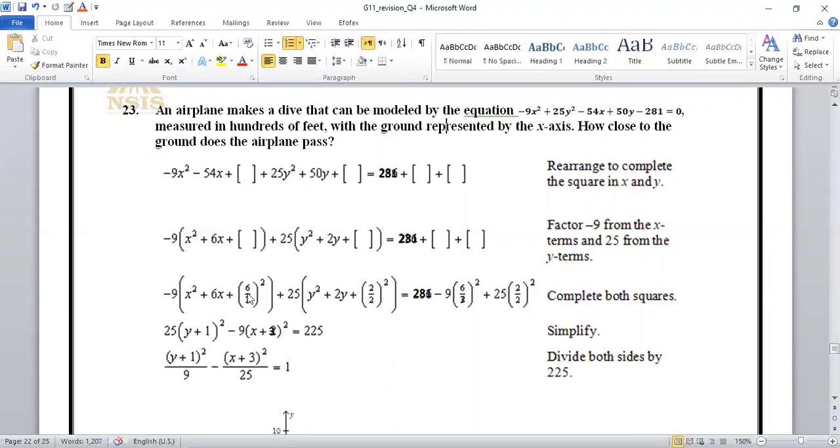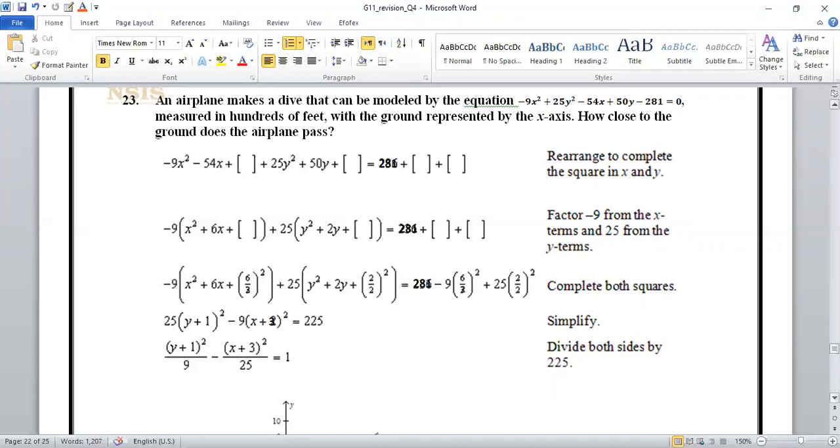Here, 6 over 2 equals 3, so 9(x + 3)², equal, after simplification, 225. Okay, by dividing both sides by 225, we get (y + 1)² over 9 minus (x + 3)² over 25 equals 1.